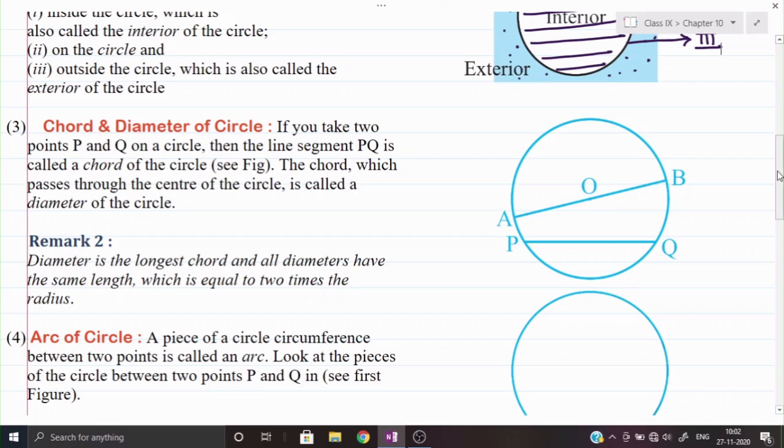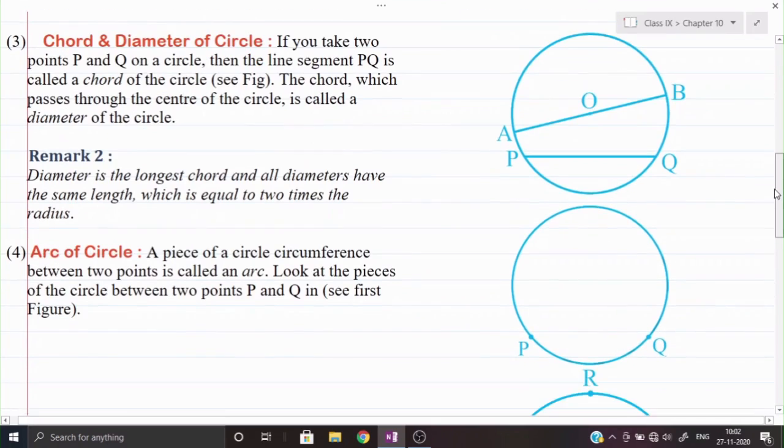Okay. So OA and OB are radii, and 2 times the radius is the diameter AB, and hence we can say that yes, it is 2 times the radius. So remember that diameter is 2 times the radius of the circle. Now let us see the fourth definition, that is called the arc of a circle.